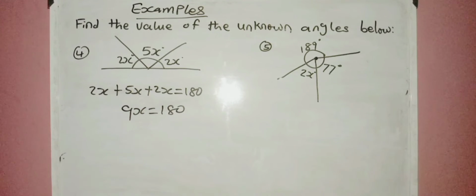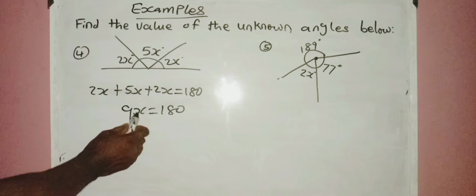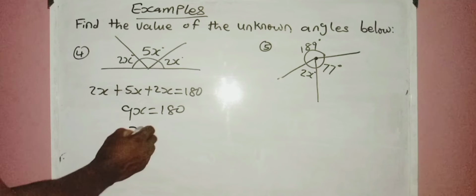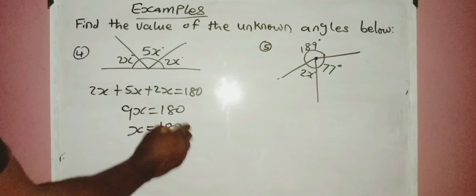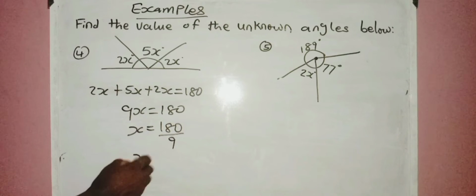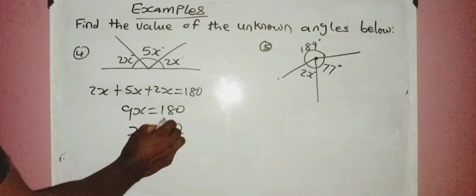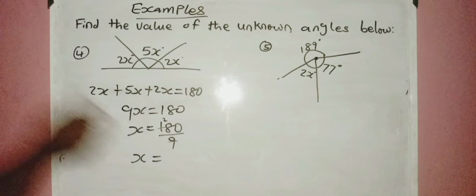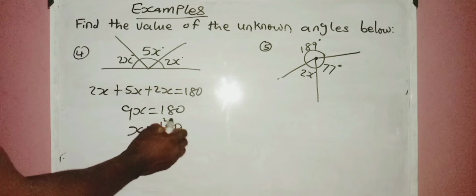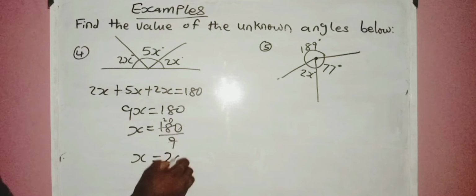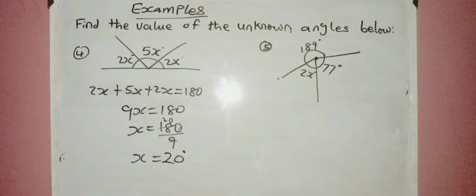So we now divide both sides by the coefficient of x. The coefficient of x here is 9, so we have to divide by 9. 180 divided by 9. So x will be equal to 18 divided by 9, which gives us 2, because 2 times 9 is 18. Then 0 divided by 9 gives us 0. So therefore the answer is 20 degrees. That is the answer to the question.